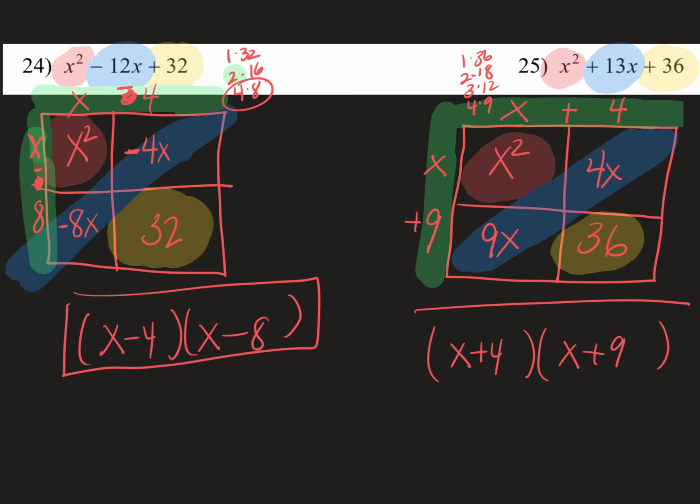And that's my answer. So I hope that you'll be able to factor using the area model easily. If you need help doing that, if you need more examples, let me know. I'm happy to give you more examples.